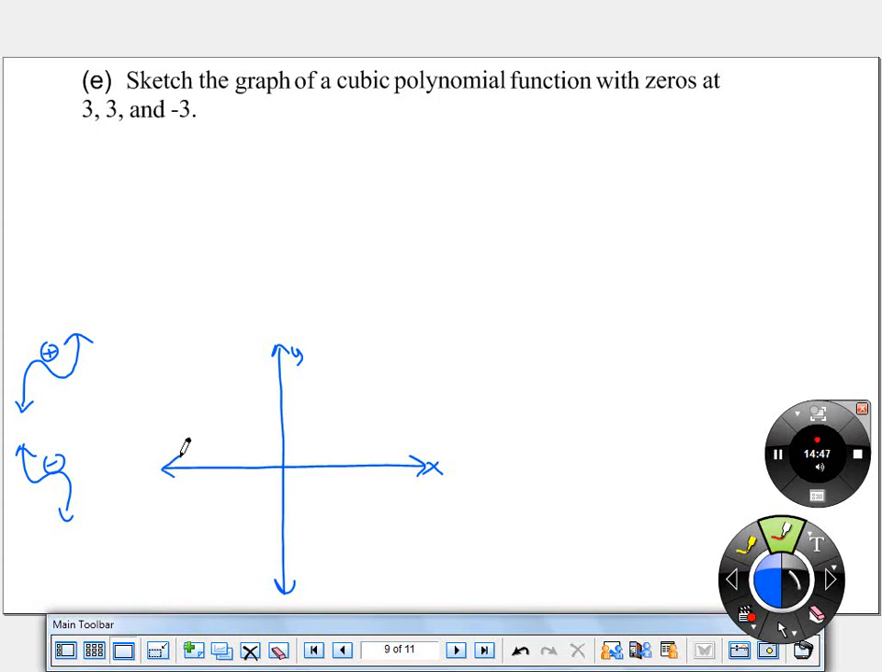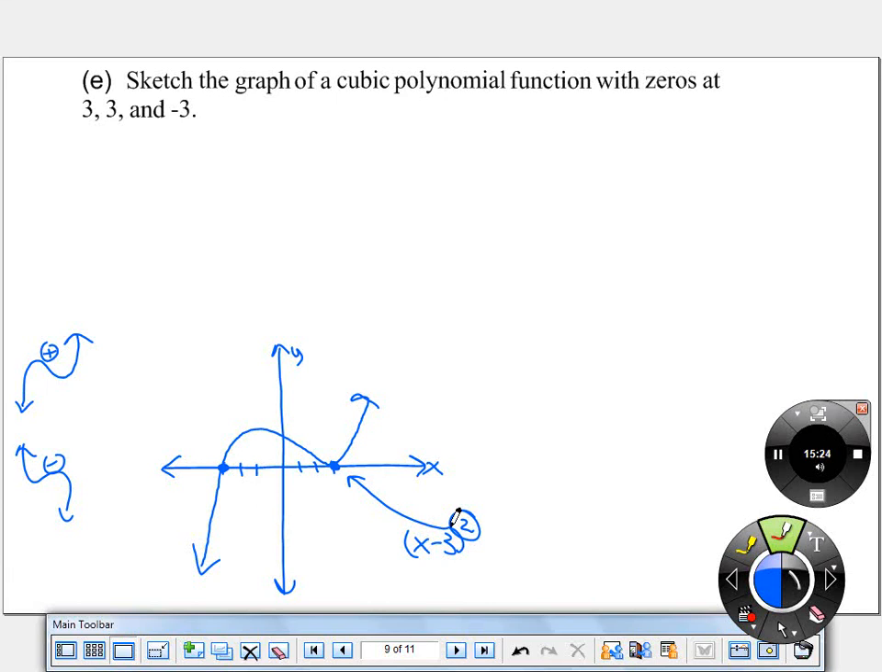function with zeros at 3, 3, and negative 3. So it's crossing at 3 and at negative 3. But at 3, it has a multiplicity of 2. So at negative 3, I'm going to go through it like a normal 0. But at positive 3, when I come back down, I'm going to hit it and turn around. Because it listed that 3 twice, which means in its equation it has a factor of x minus 3 being squared, and this multiplicity of 2 tells me that the 0 will not behave normally. Instead, it will turn around like a quadratic at that point.